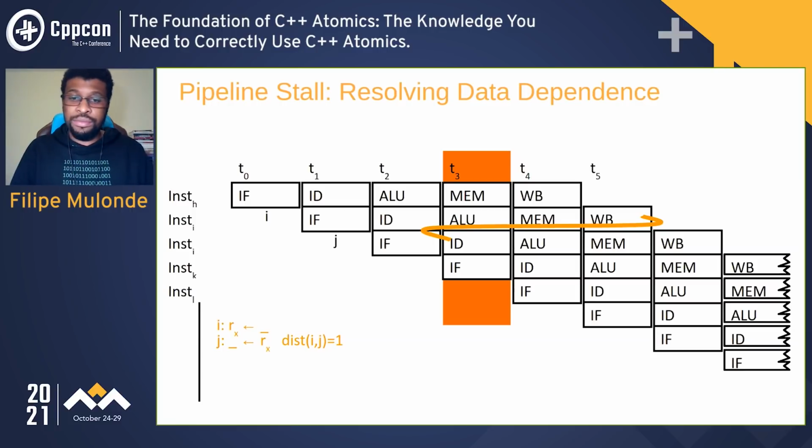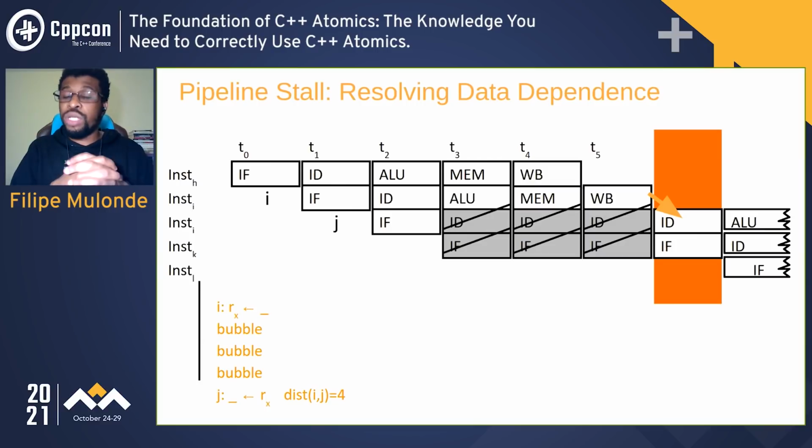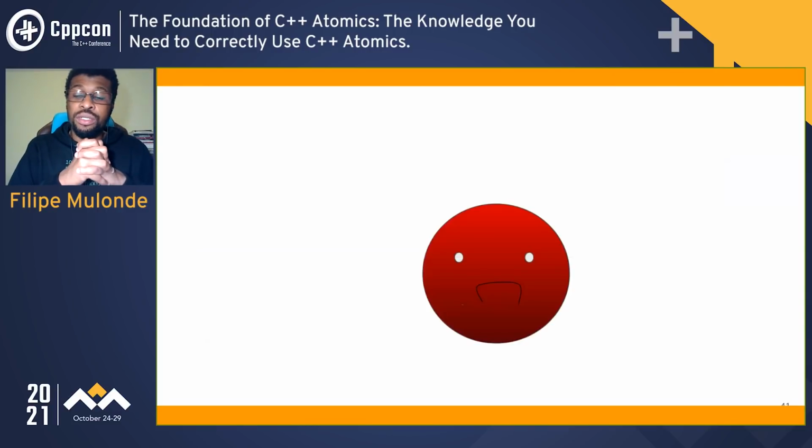So we need to wait. And the way that we wait in a pipeline is by adding no-ops. So after 3 cycles, instruction J can execute because instruction A completed. Well, but that's not good, right? Our pipeline stalls, and it affects performance.